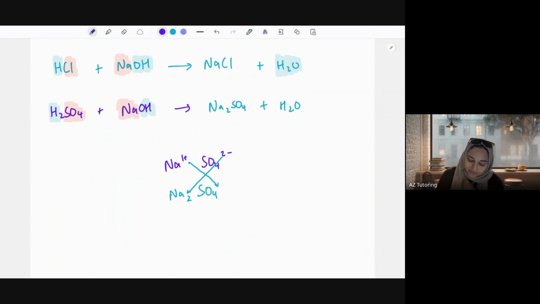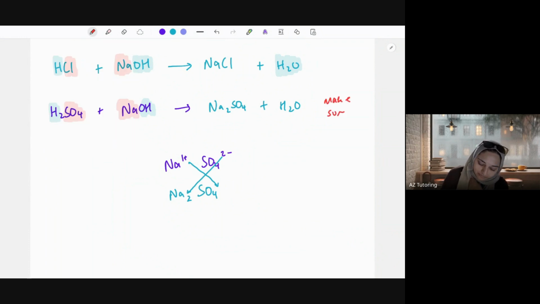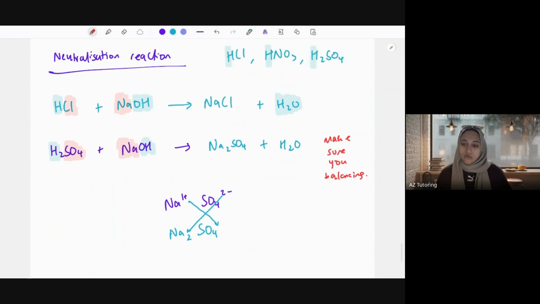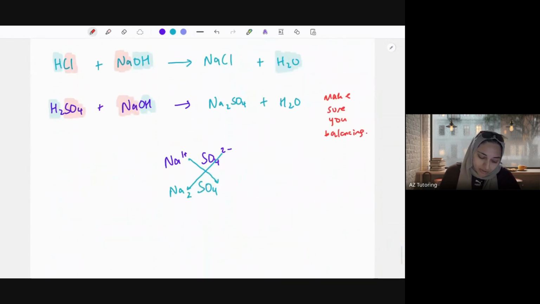I'm not going to balance that for now, but do make sure you balance it as well. I would always recommend leaving balancing questions towards the end because it tends to take quite a bit of time if it is a really complicated one. So you'd rather get all the other marks in the exam and then just come back to balancing since it's only worth a mark or so. Okay, so just to be aware as well, if you're asked how do you identify what is an acid and what's the base, acids have H+ ions, bases have OH-.